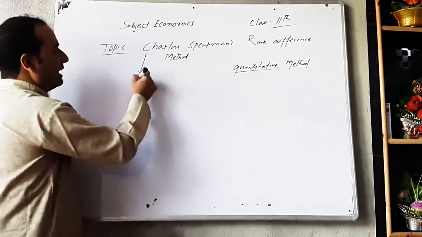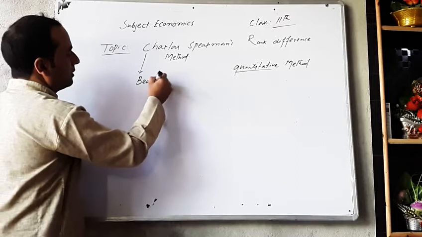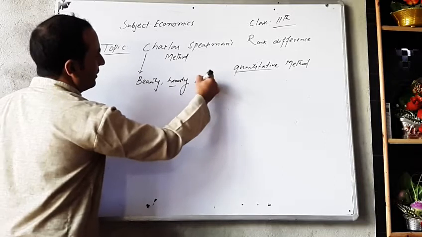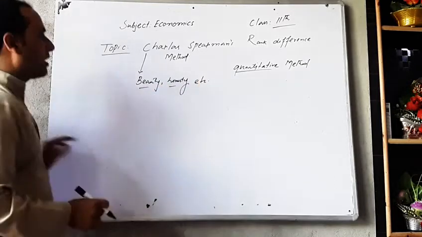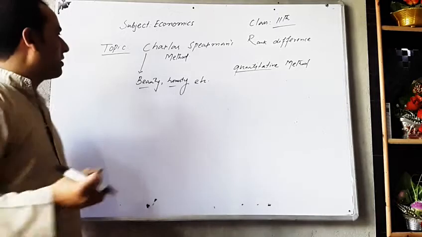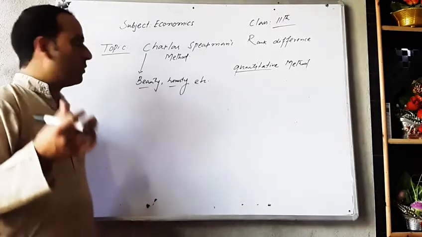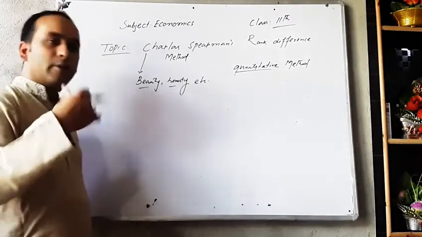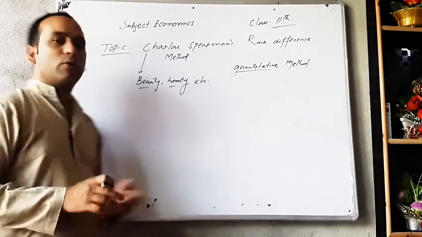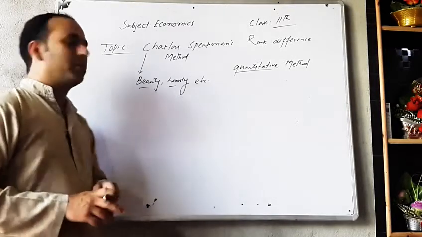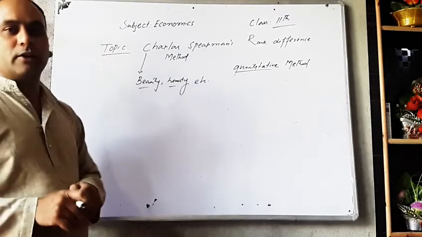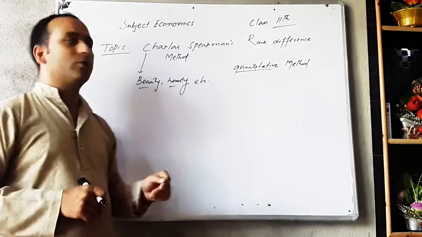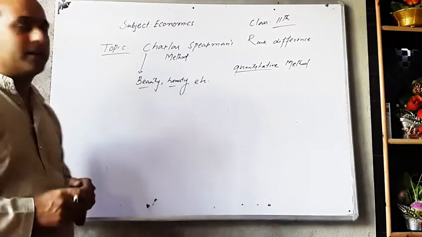For example, beauty, honesty, bravery, etc. These variables cannot be expressed in quantity terms. We cannot say how beautiful a person is in quantity terms. We cannot give the number 1, 2, 3, 4. Likewise, honesty cannot be measured in cardinal terms, like 1, 2, 3, 4. So a quantity cannot be given to these attributes.